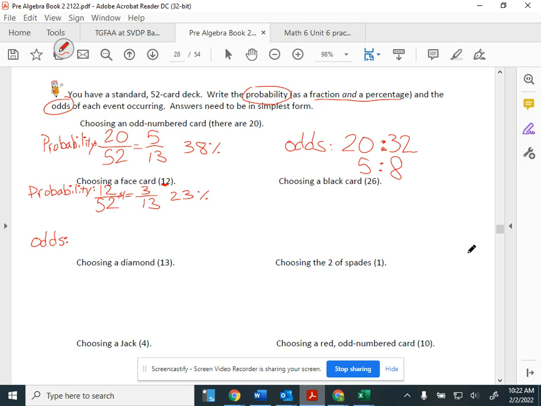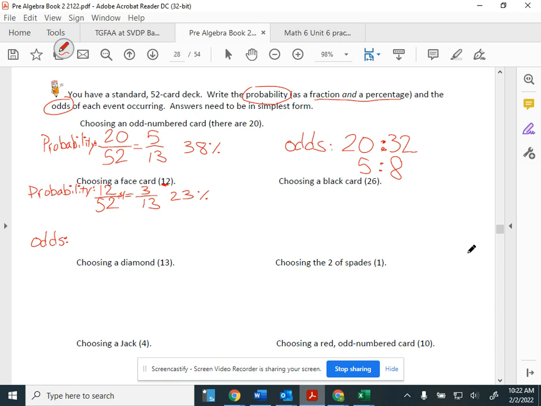Now I need to do my odds. I wrote the odds down there so I wouldn't forget. How do I find the odds, Paul? Alright, so 52 minus 4. I'm sorry, say that again? So because there's 12 face cards. How would I set up my ratio? Oh. 12.